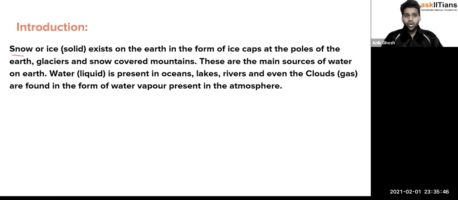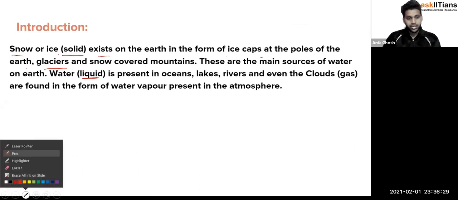Snow or ice, both of them are solid, and exist on the earth in the form of ice caps at the poles of the earth, glaciers and snow covered mountains. These are the main sources of water on the earth. Water as liquid is present in oceans, lakes, rivers, and even the clouds. Right? Now let's try to think what they're trying to say over here. They are trying to tell us what the sources of water are.